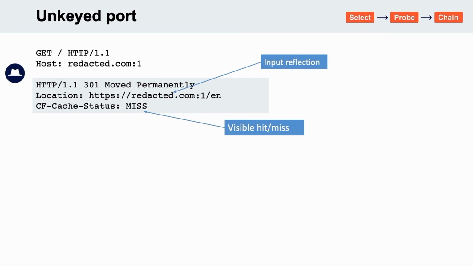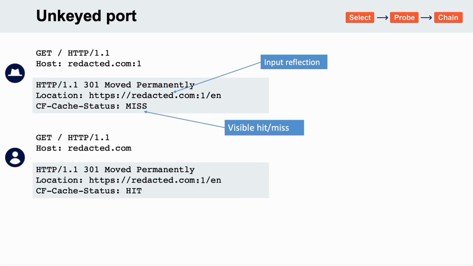We see it get reflected back to us, and then we're going to replay that request byte for byte identical, but without the port specification. And sure enough, as you can see, we have a cache hit. So that tells us the port is not included in the cache key. And in fact, with that one request, we've just taken down the homepage of that website, because now whenever anyone tries to fetch that page, they're going to get a redirect to port 1, and their browser will just time it out.